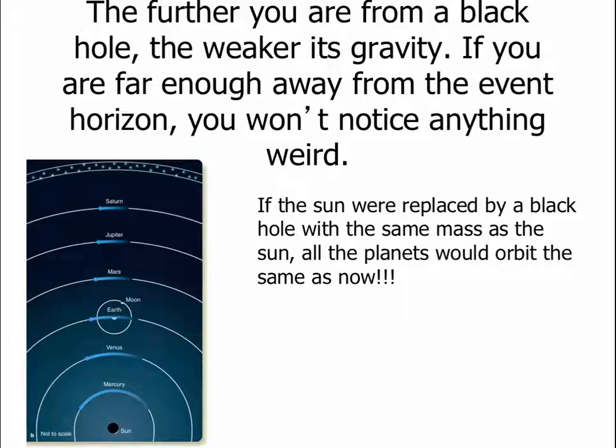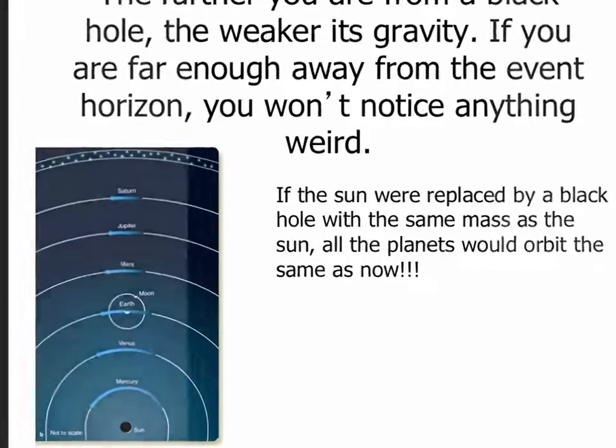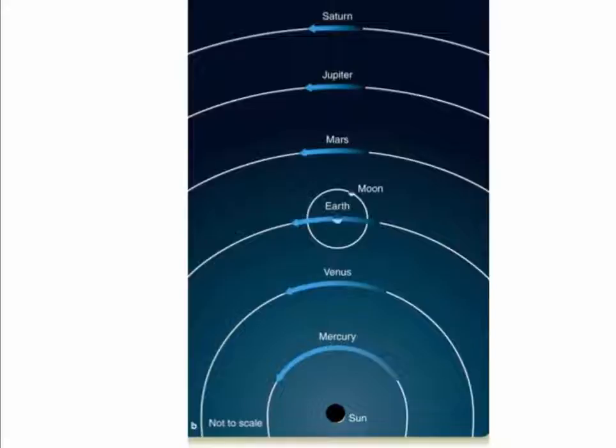So just like anything else, the further away you are from a black hole, the weaker gravity is. And so if you replaced the Sun with a black hole that had the same mass as the Sun, by the time you got out to Earth's orbit, the gravity we would feel from this black hole with the same mass as the Sun would be exactly the same as the gravity we feel from the Sun itself.